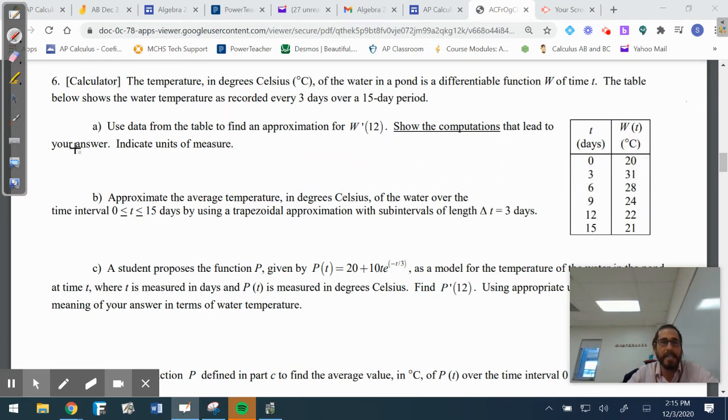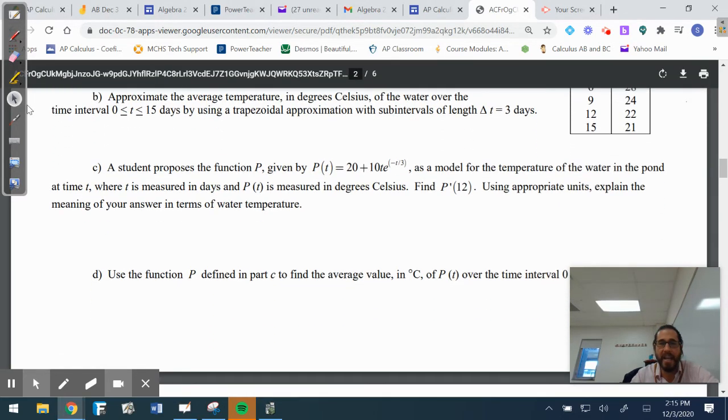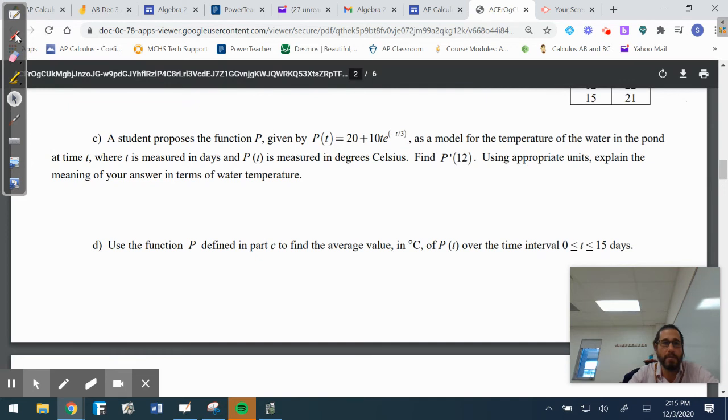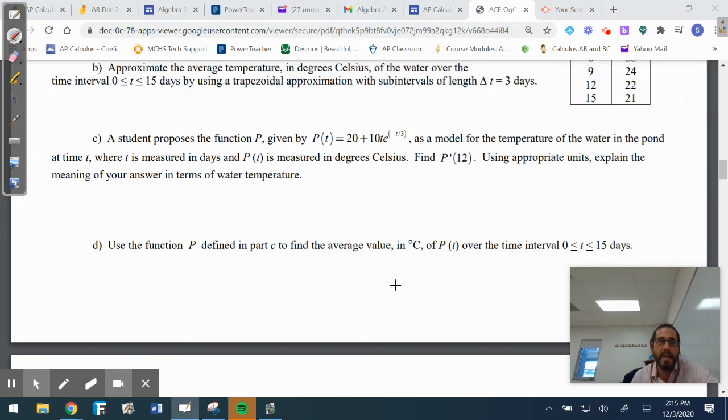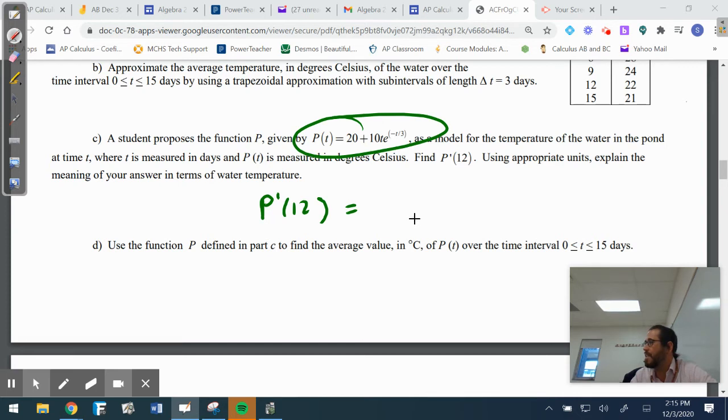Okay, part C. I think in part C they kind of switch it, and I don't think I'm going to need the rest of that problem for part C and D. We'll check it out, though. Part C, a student proposes the function is a model for the temperature of water in the pond at time t. All right, P of t is measured in degrees Celsius. They're asking me to find P prime. Oh, nice and easy. Just got to plug that bad boy in your calculator and use Math 8. You get negative 0.549. And make sure, you guys, that you round or truncate to that third decimal spot because this is a final answer.